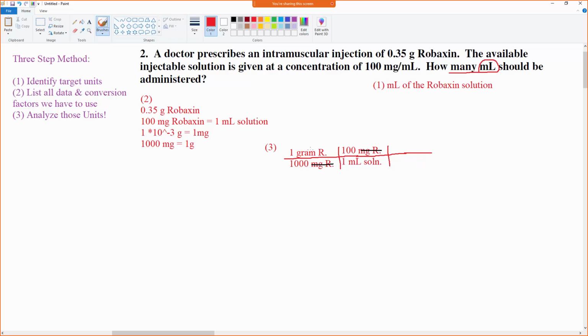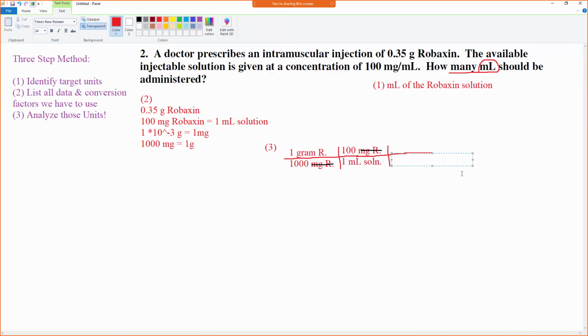Yeah, we got to do something to get rid of grams. What shall we do there? We're going to use the 0.35 grams of Roboxin. We can use that to cancel out grams. Where should I put it? On the bottom. Let's put it on the bottom.